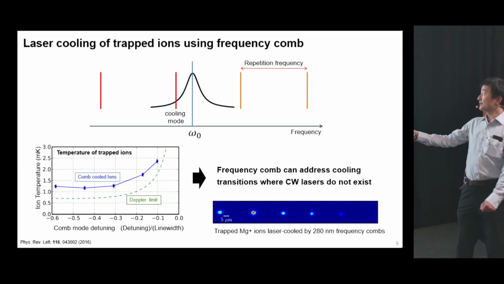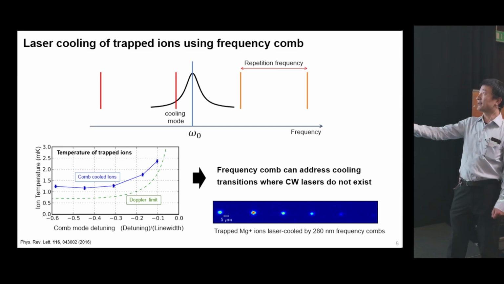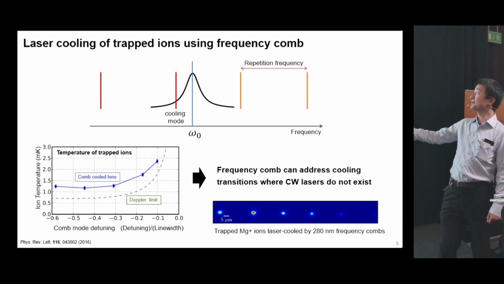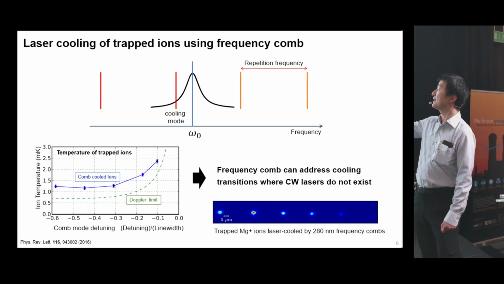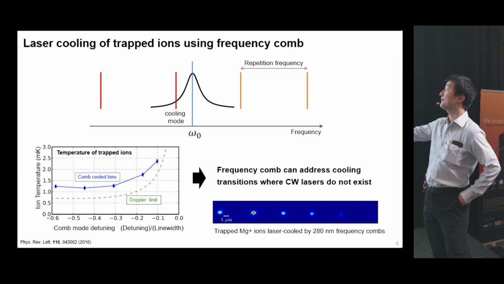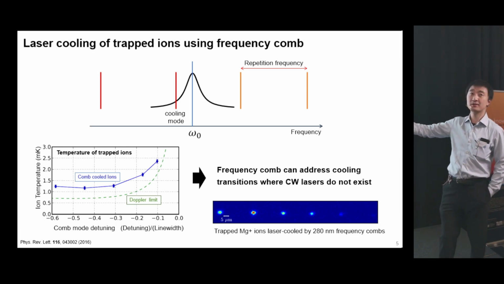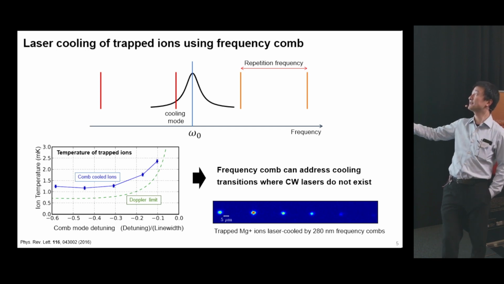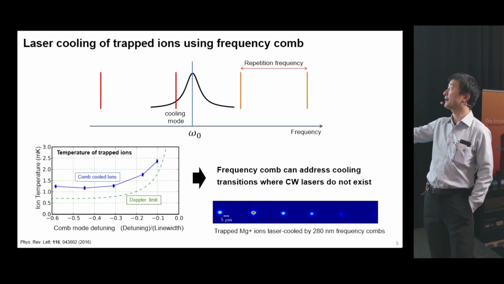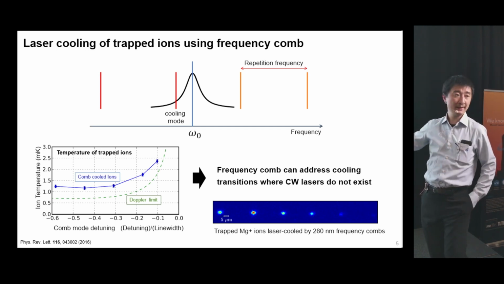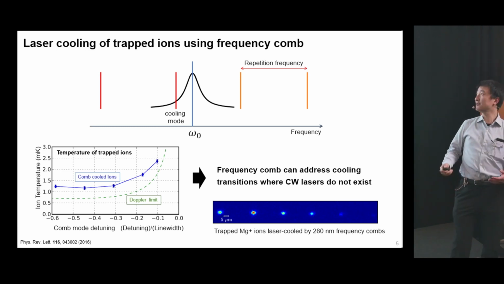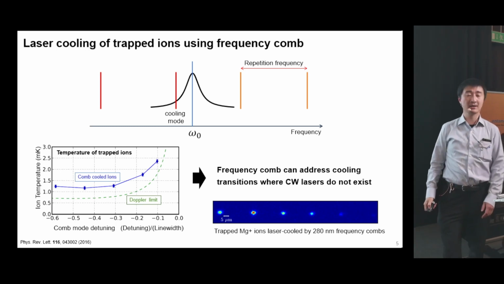And by doing so, of course, there are many neighboring modes also addressing the same ions. But if the repetition frequency, that's the mode spacing, is large enough compared with the width of this cooling transition, then the heating effect from these other modes can be much smaller compared with the cooling effect of this tuned mode. And this way, we can also efficiently cool the ions by using optical frequency combs.